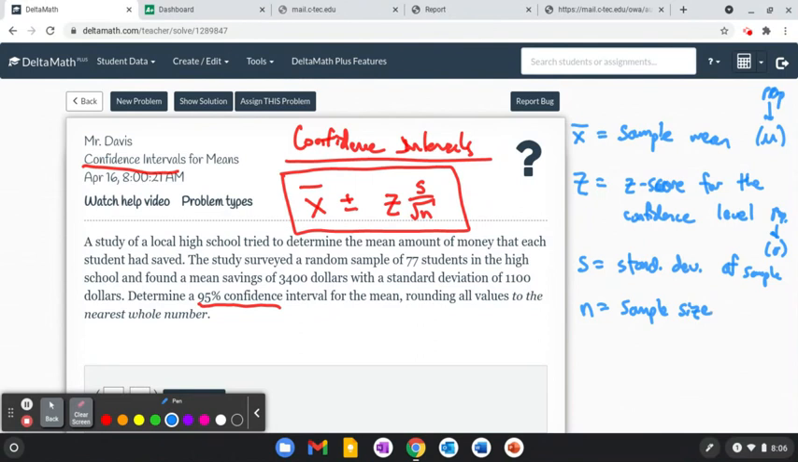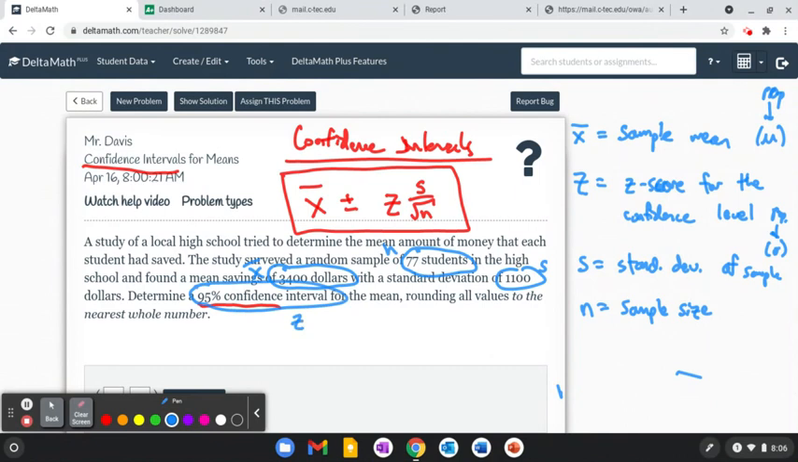So if we go ahead and read through the first question, it says a study of a local high school tried to determine the mean amount of money that each student had saved. The survey studied a random sample of 77 students, so that is going to be our n, and found a mean savings of $3,400. So that's our mean, that's going to be x bar, with a standard deviation of 1,100. That's going to be s. And we're doing a 95% confidence interval. So that's going to give us our z.